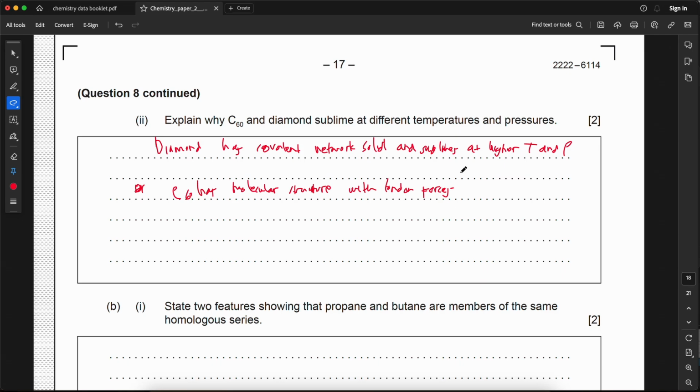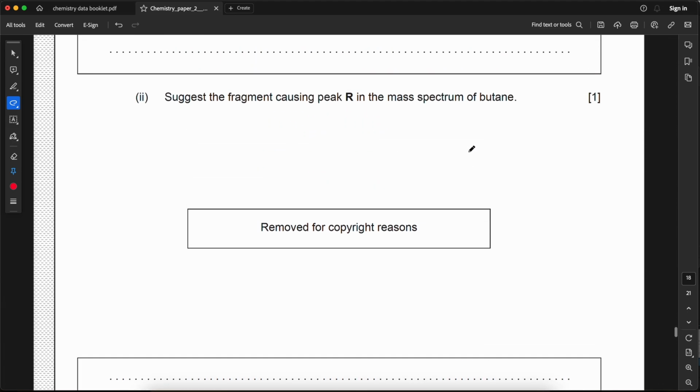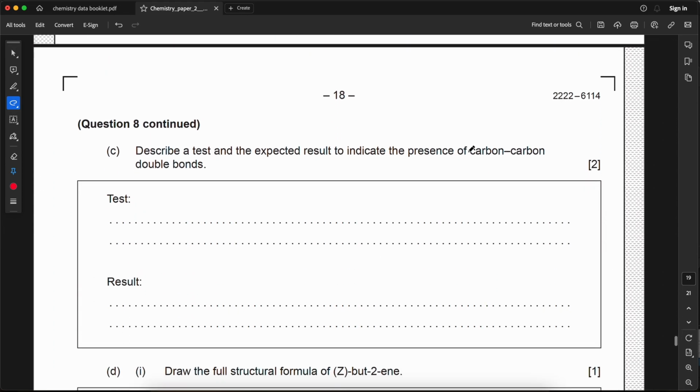Okay. State two features showing that propane and butane are members of the same homologous series. Of course, because they have the same general formula, which is CnH2n+2, and they differ by a CH2 or repeated CH2 unit. I cannot answer this question because there is no picture, because it's removed for copyright reasons.